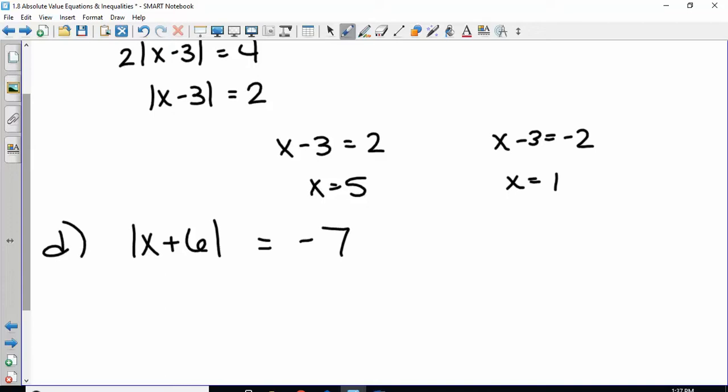You would get 1 for one of your answers, but when you put it in, does the absolute value of 7 equal -7? No. Absolute value is always positive, so can it equal a negative? No. So anytime you have these absolute values, whether it's an inequality or an equation, if you have a negative on one side and absolute value on the other, you need to stop and think about it. In this case, absolute value can't equal a negative, so it's no solution. We don't have to solve it.